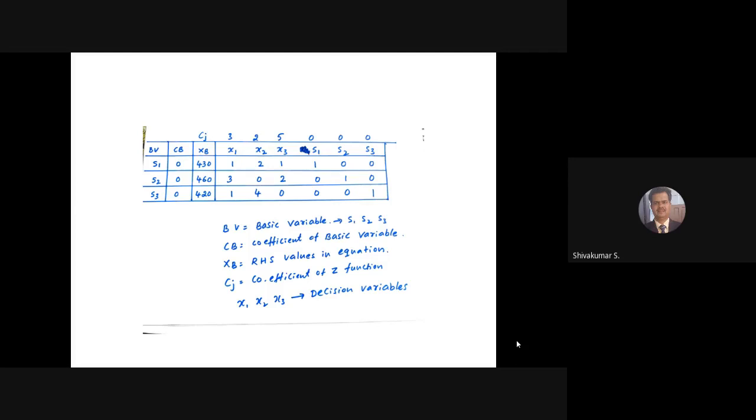Now, in the first column you write basic variable, BV. So you have 3 basic variables right now, that is S1, S2, S3. These are the 3 basic variables you have introduced to convert inequalities into equal sign.